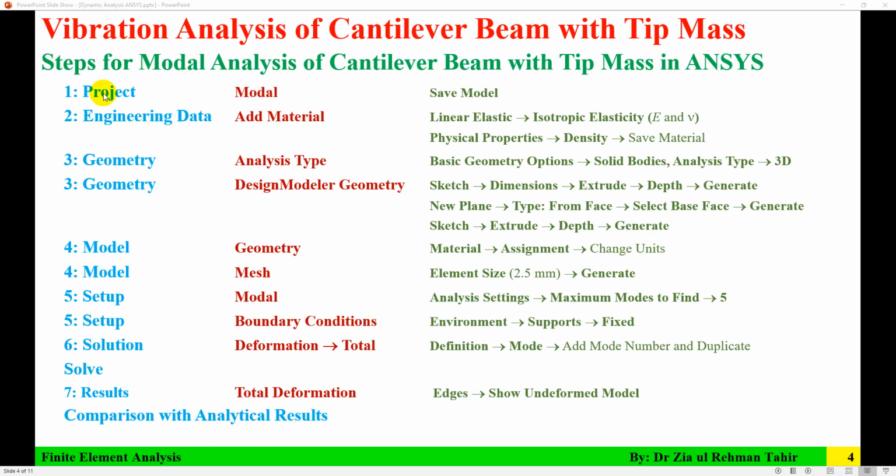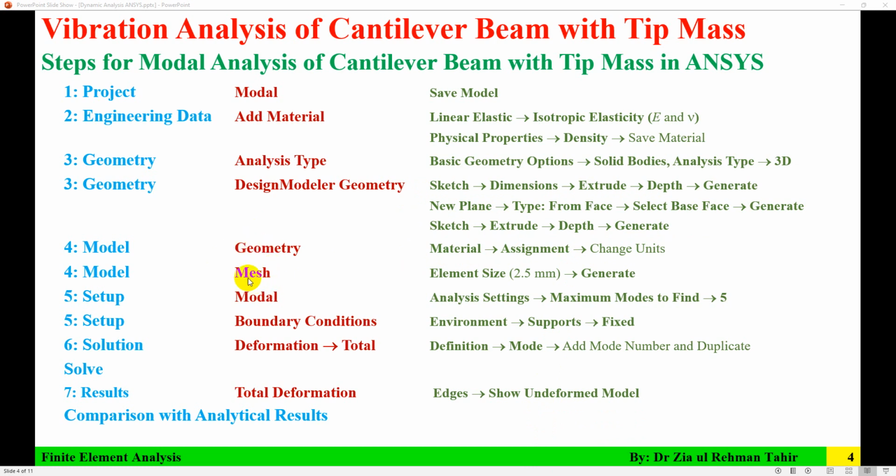First, we need to start a project schematic, model and save, then add material. The requirement for modal analysis is density and then modulus of elasticity. Then in the geometry, we need to set the analysis type, basic geometry option, solid bodies, and the analysis type is 3D. Then we need to start Design Modeler. First we need to sketch the beam, and then sketch the mass on it. Then for the geometry we need to assign materials.